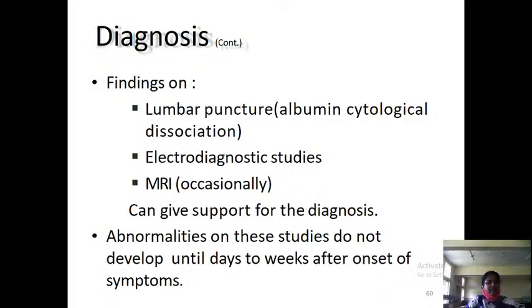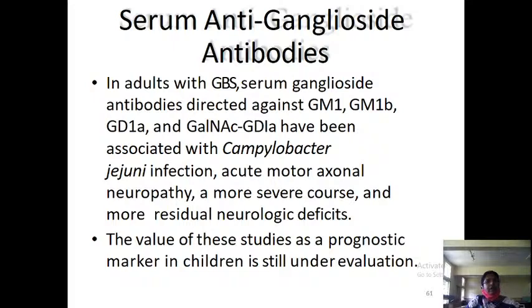Electrodiagnostic studies, like I mentioned, are nerve conduction velocity as well as EMG. Nerve conduction velocity will also help in differentiating the different types of GBS. Occasionally, if required, we have to do further tests, and serum ganglioside antibodies.